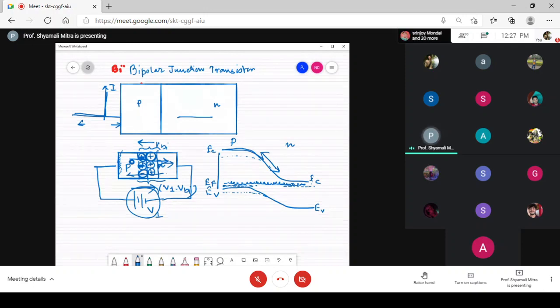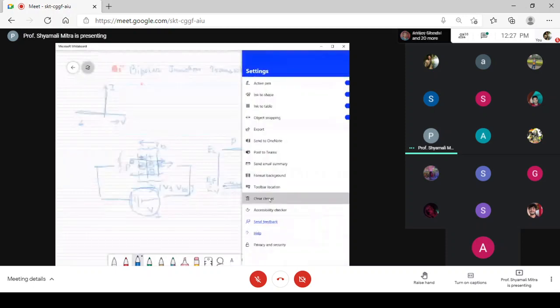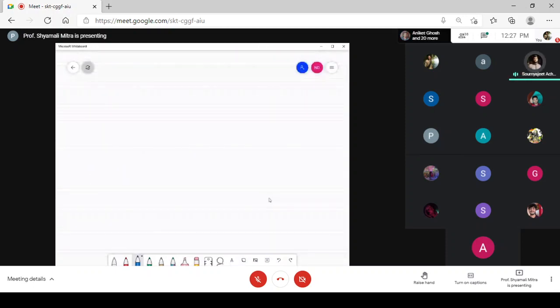So now we can redraw the picture once again. Let us try to draw that one. Ma'am, can you please repeat that part about the quasi Fermi level?